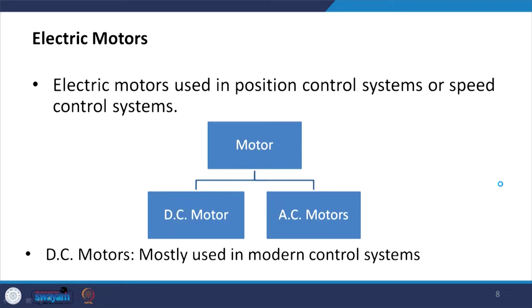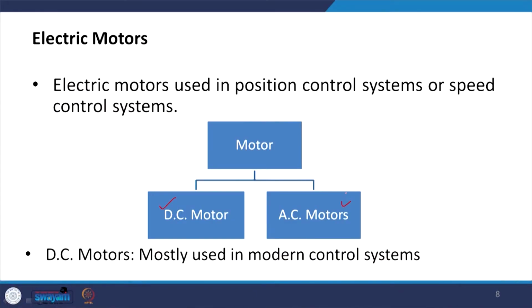Now, coming to the electrical motors. Electrical motors are used in position control systems or in speed control systems. These motors can be classified as DC motors and AC motors. And the DC motors are mostly used in modern control systems because these motors are easy to control.